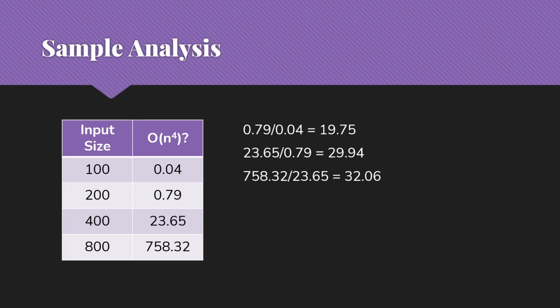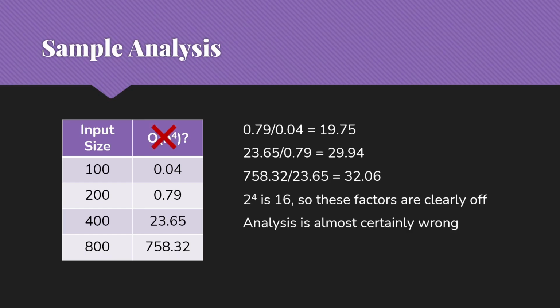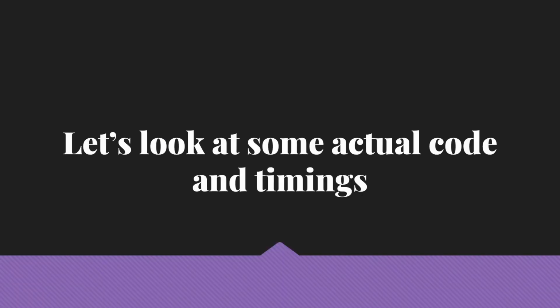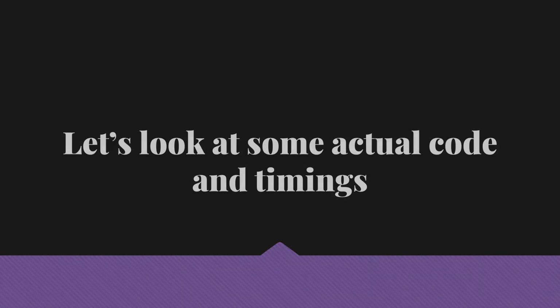This evidence is sort of leading me to believe that my analysis is off and that maybe this is an n to the fifth instead of an n to the fourth. Clearly off. So the analysis is almost certainly wrong. It's great to look at tables, but let's actually look at some code and the timings that we've produced for it.